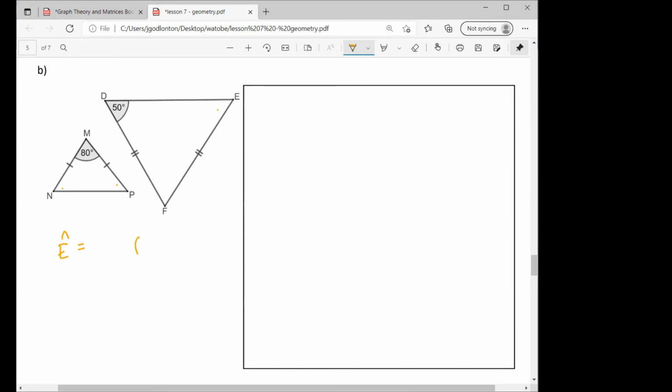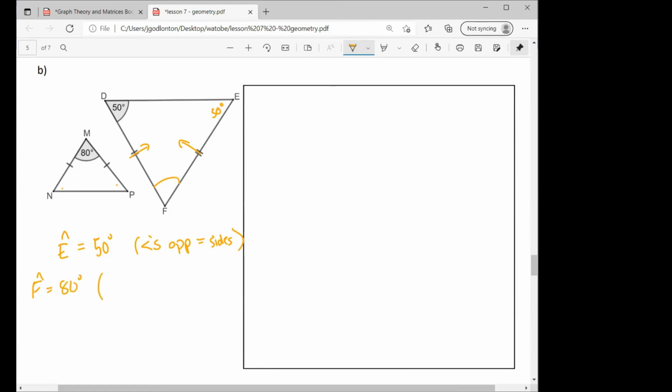The first thing is, can someone tell me what angle E is equal to? Angle E is equal to 50. And what's my reason? I don't know, but it's because of the lines. Yes, it's because of the lines. Those lines are telling me that the angles will be equal, angles opposite equal sides. Good. So I know that that's 50 degrees. Now, can someone tell me what F is going to equal if E is 50 degrees? 80. Yes, guys, well done. What's my reason?